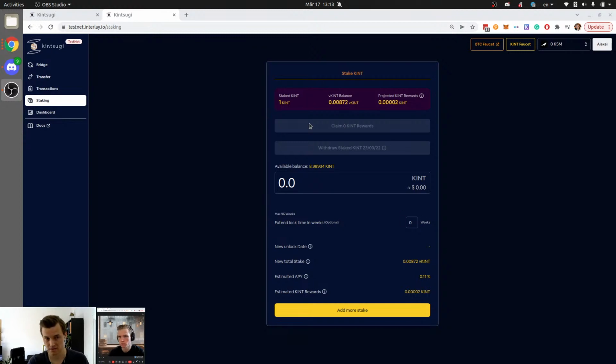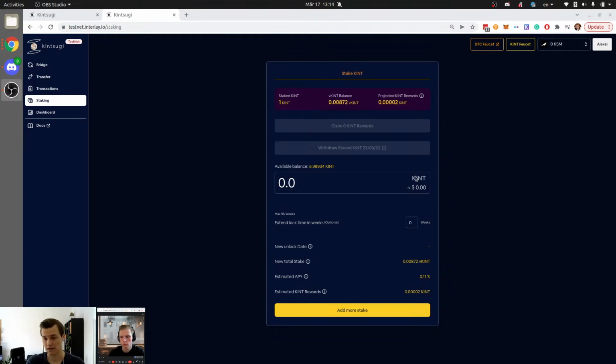Now if I extend the lock, this vKINT balance here will increase. And I also can see here my projected KINT rewards. Now again, this is just an estimate, and as more and more people stake, as the amount of staked KINT in the system becomes stable, the projections will become more accurate.